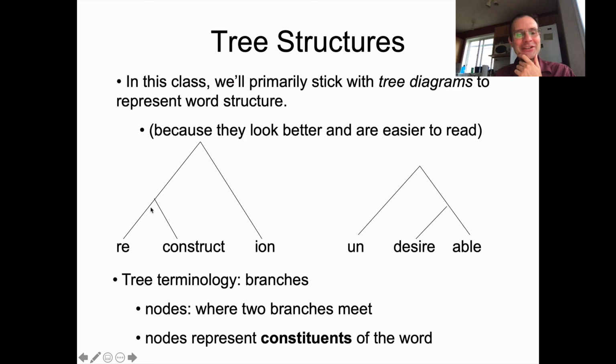So these are the branches of the tree, these individual lines pointing to the different morphemes. A node is where two branches meet, and nodes represent what we call constituents of the word. So the constituents of the whole word have to be words themselves, or could be words themselves if you split off the other morphemes away from them. So reconstruct can be a word by itself if you take ION away from it, while reconstruction is a word too because they all come together at this node at the top.